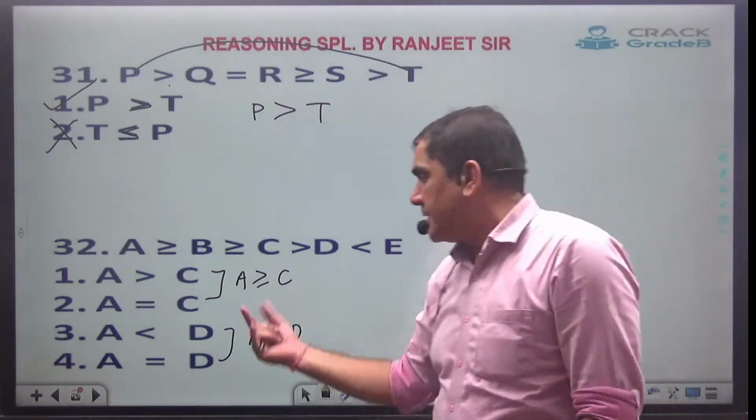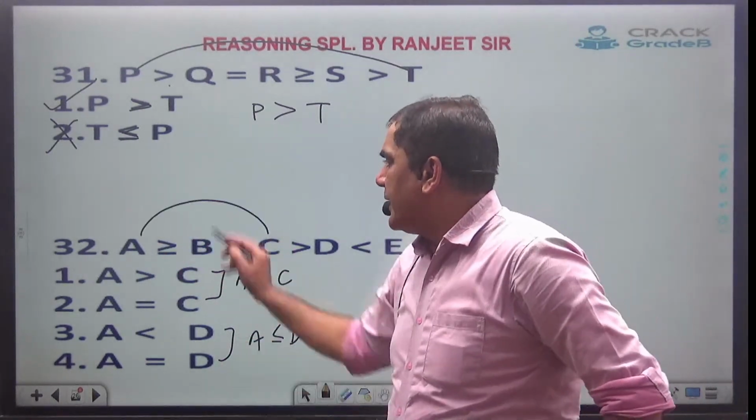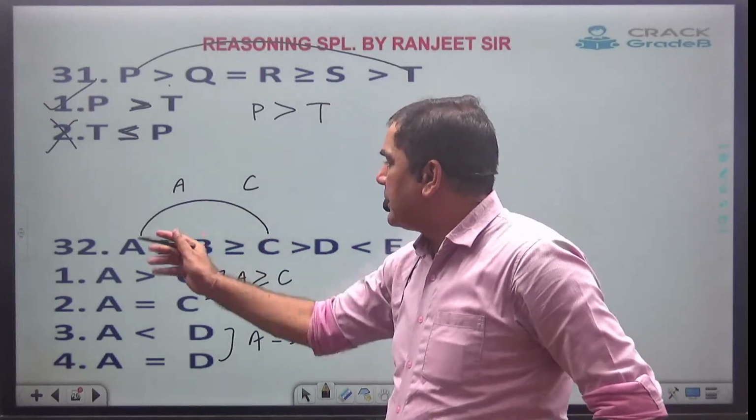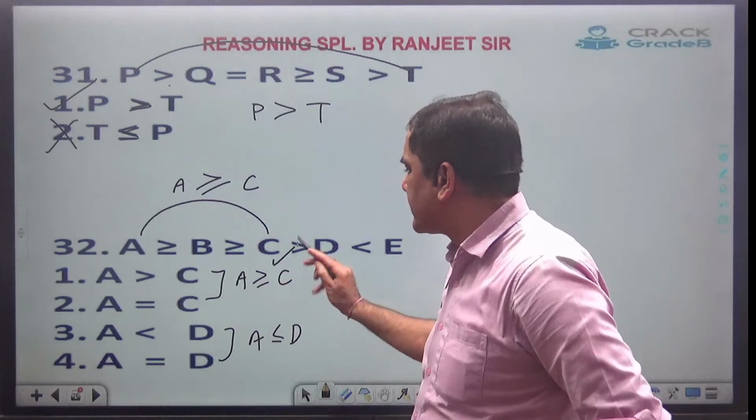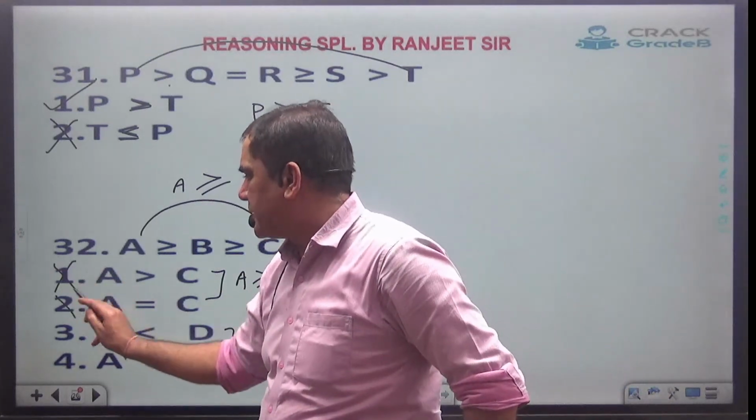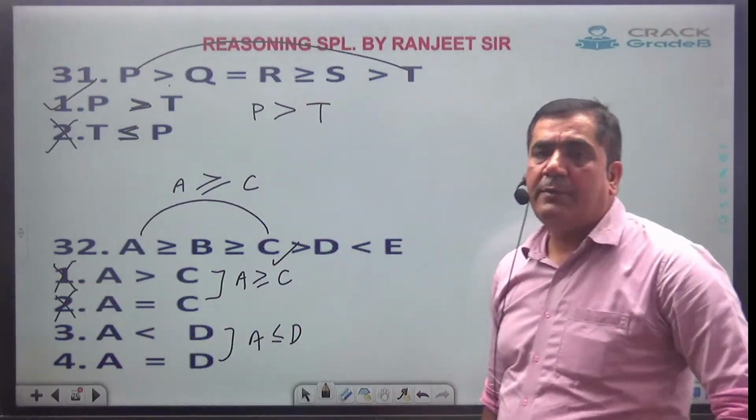Clear? Let's check this one, A and C. What I can say, my dears, all the faces is towards A, and both will have equal to, so equal to is going to come, this is correct. Means either 1 or 2, this is confirmed.